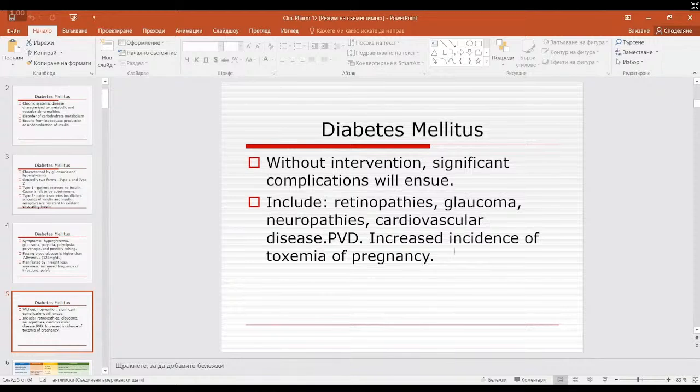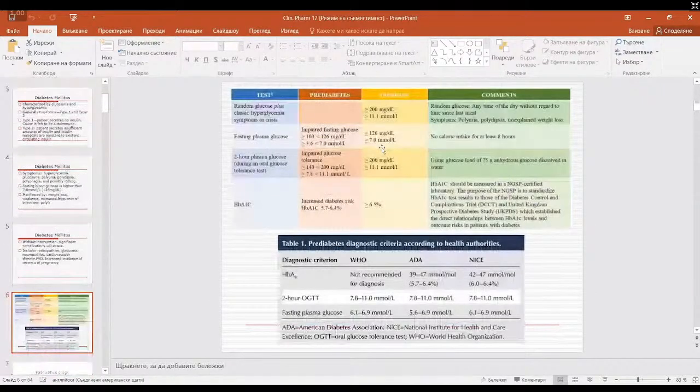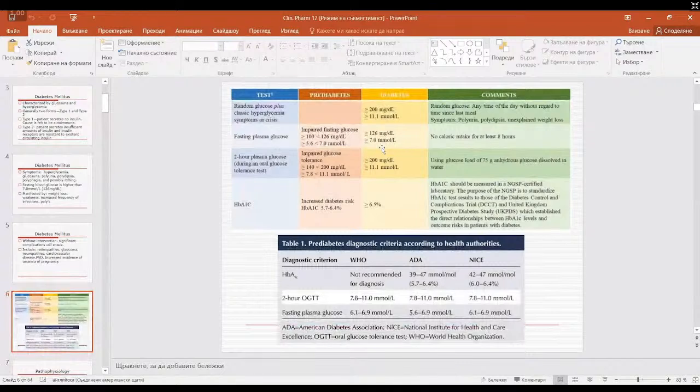Peripheral vascular disease. Also, during pregnancy, complications are more common in patients with diabetes mellitus. And again, there is a specific type of diabetes during pregnancy that is called gestational diabetes. And I think you have to be studying gestational diabetes in your obstetrics classes. So we won't be talking about gestational diabetes in this exercise.